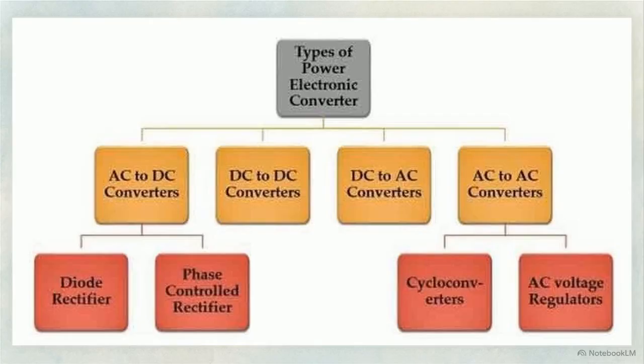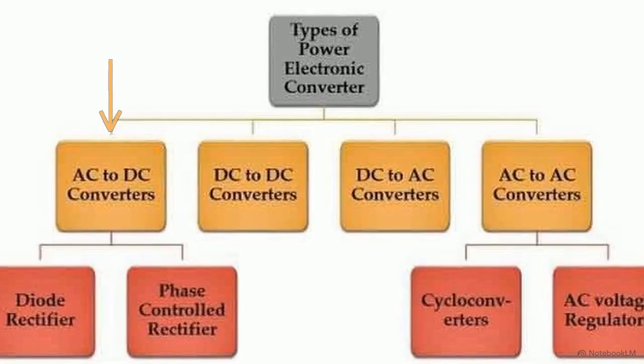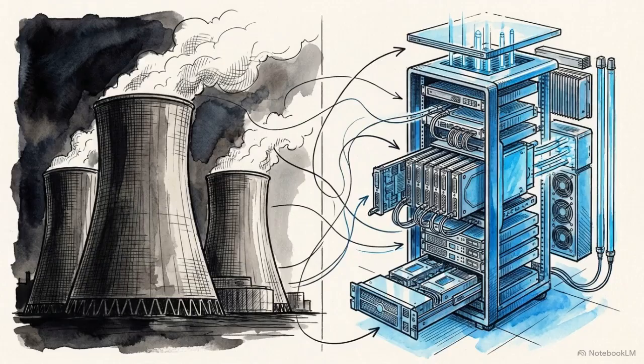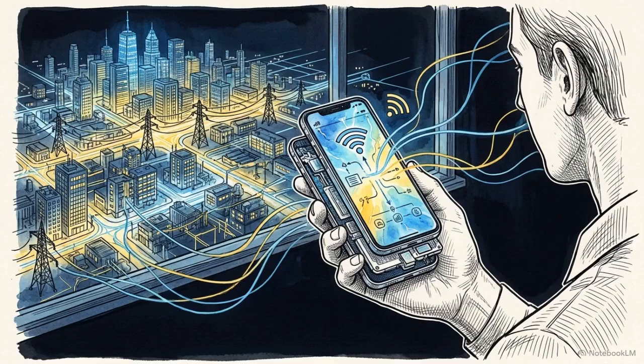This chart outlines the scope of the field, categorizing converters into 4 primary roles. We use rectifiers to turn AC into DC, inverters to do the opposite, DC to DC choppers for voltage scaling, and AC to AC controllers for frequency and voltage adjustment. These invisible switches act as the essential interface between the high-power world of energy generation and the low-power world of modern computing. Without them, the energy grid cannot communicate with the devices that run our lives.